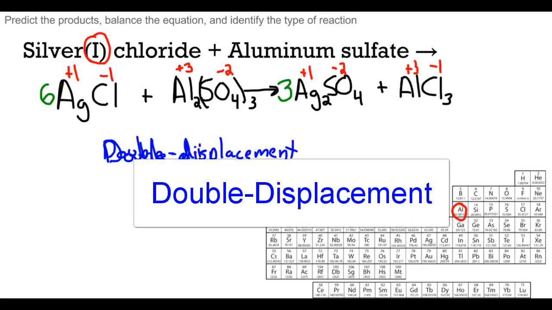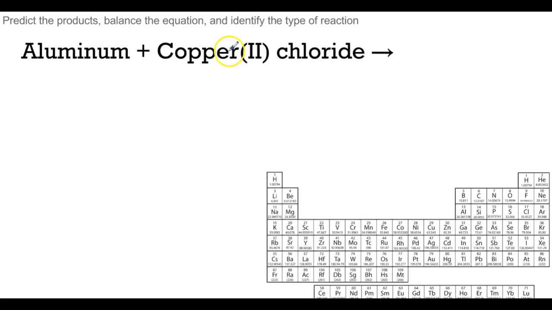As I mentioned, 3 times 2 over on the right is going to give me 6 silver, so I need 6 silver on the left. That's going to mess up my chlorine, so I need to fix that with the 2 right there, and now I am balancing my double displacement reaction.